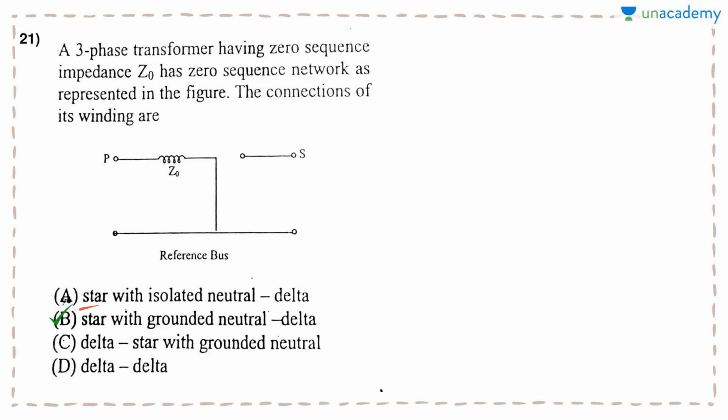So the primary is star with grounded neutral, and if you see the secondary, the shunt switch is closed. So closed loops are present in the secondary side of the transformer. That is possible only in case of delta. So the shunt switch is closed in the sense delta is present on the secondary side. Okay, therefore the answer is option B.